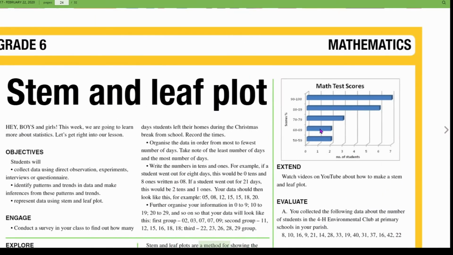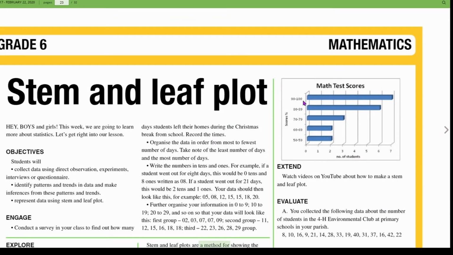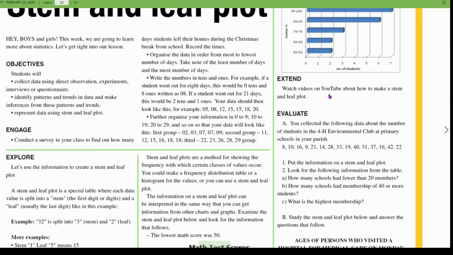All right, let's go back. So here we have between 50 and 59, 2 students. Between 60 and 69, between 70 and 79, 80 and 89, and 90 to 100. Extend. Watch videos on YouTube about how to make a stem and leaf plot.